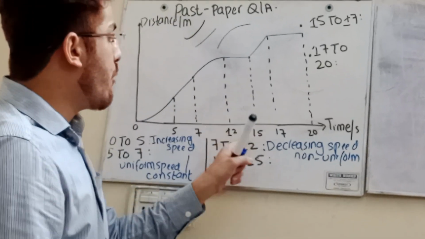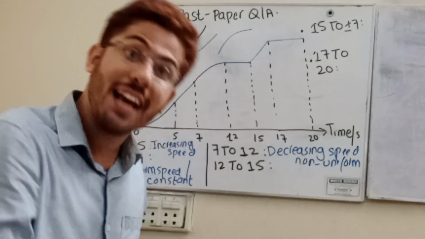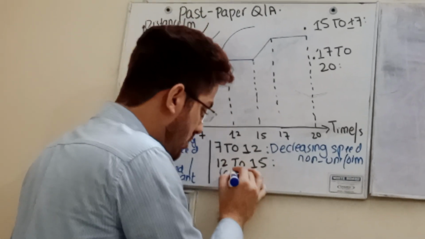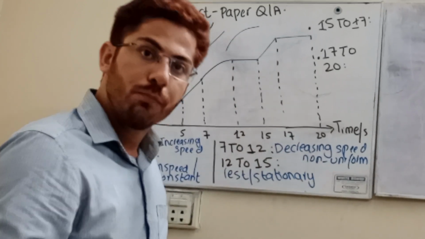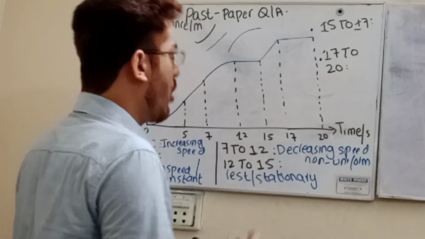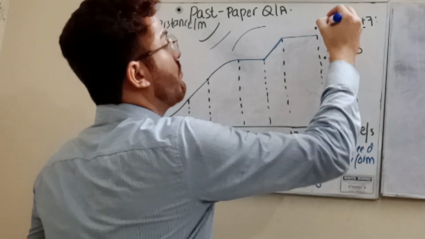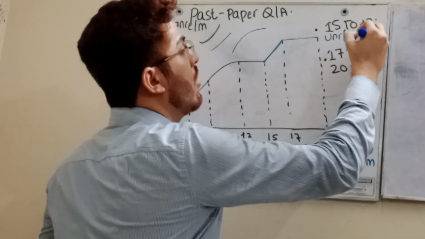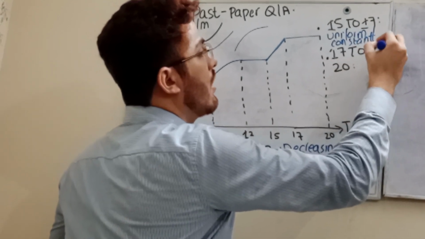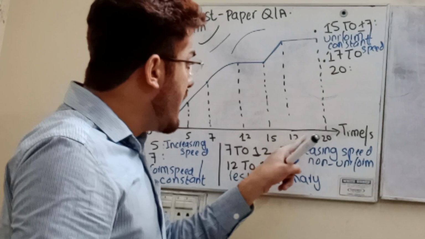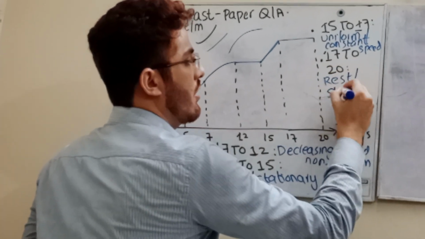Now 12 to 15. Now what is this? Distance time graph. This is body at rest or stationary. Very good. Rest, and some students write stationary, both are right. You are not going to say stop. Now 15 to 17, again very good, uniform and constant speed. Okay, very good. 17 to 20, again this is rest and stationary.